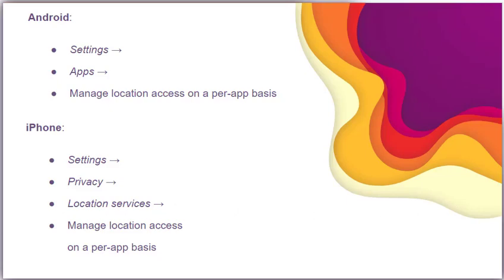So as you can see here, I have it for the Android, and I have the instructions for the settings for your iPhone here. I would suggest you go in there, check the settings, and see what kind of privacy settings you have set up for each app individually.